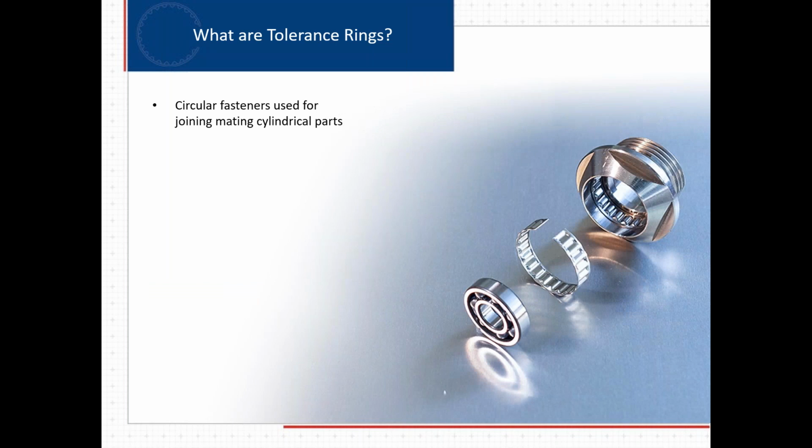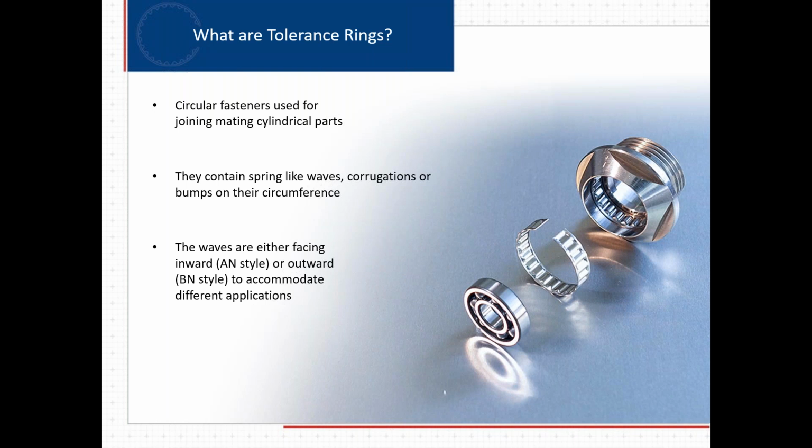A general definition of a tolerance ring is that it's a circular fastener used for joining or mounting cylindrical parts. They contain spring-like waves, corrugations, or bumps on their outside circumference or inside circumference, depending if it's an AN style or BN style. So an AN style ring has the bumps on the inside, and a BN style has the bumps on the outside.